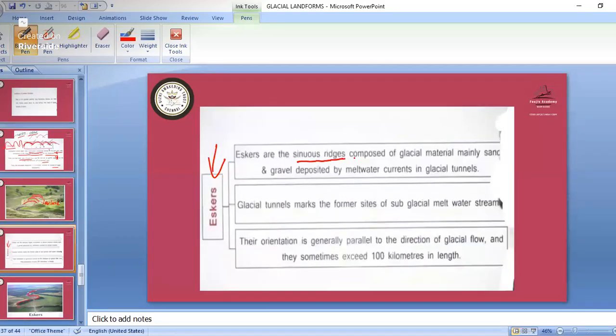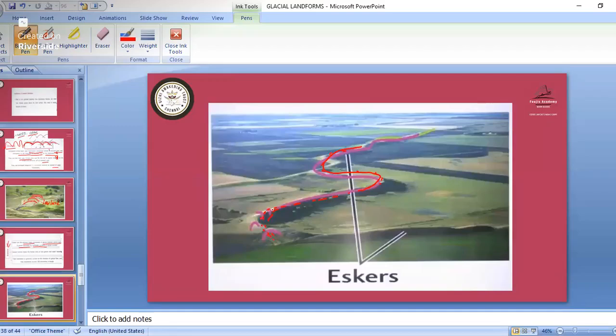So eskers are the sinuous ridges composed of glacial material, mainly sand and gravel deposited by the meltwater. All those materials had been deposited in these areas at the base of that mountainous area.